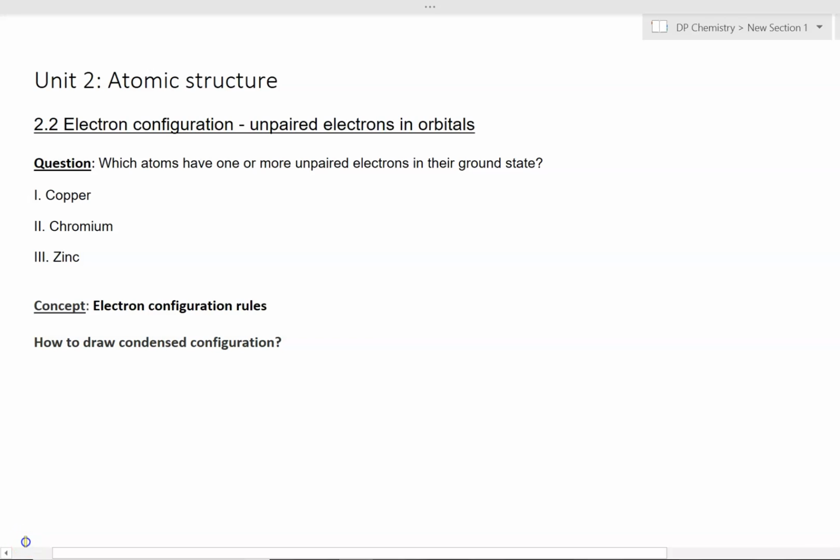Hi, this video is about unpaired electrons in orbitals 2.2. The keywords for this question: which atom has one or more unpaired electrons in the ground state. So it means that it's not excited, not ions. And we're looking at three different elements here: copper, chromium, and zinc.